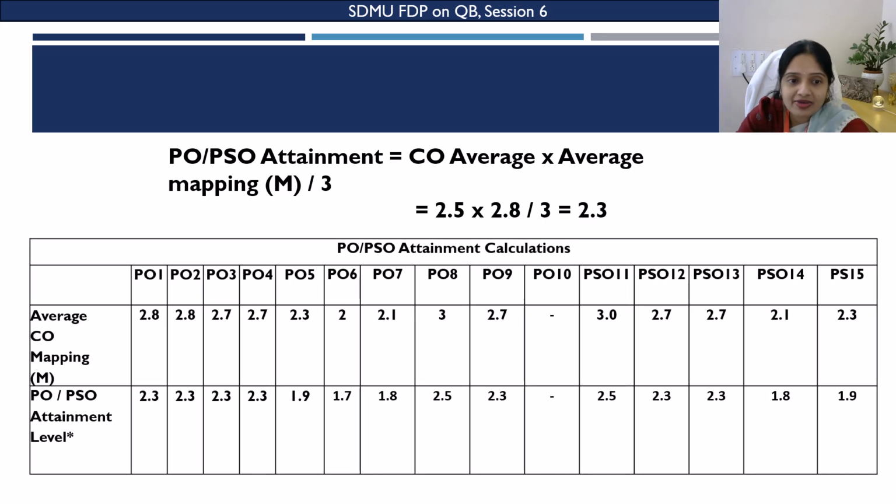So here I am giving you one example of first PO. The average mapping when a subject expert was done, they got 2.8. That is the average mapping value, that is M value, upon maximum attainment, that was 3. So for PO1, the PO or PSO attainment level that was scored was 2.3. Similarly, we should get this value for all the 10 POs and for all the remaining PSOs.